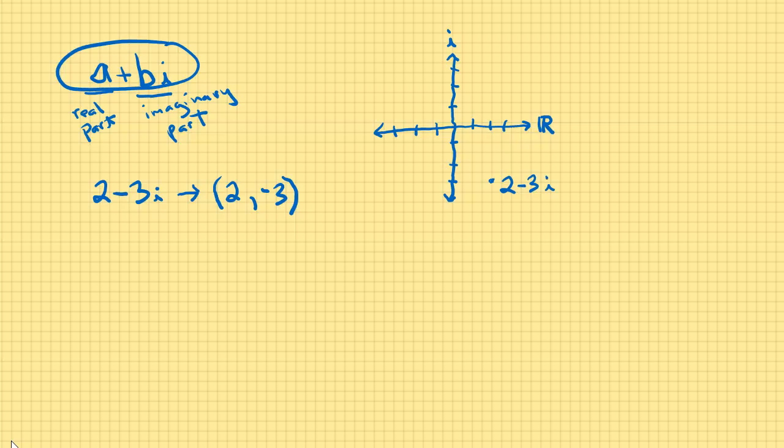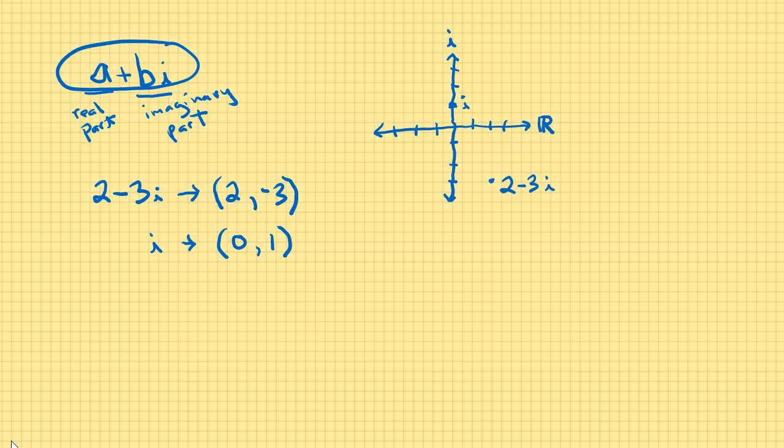Here's another example. Let's say we just have an imaginary number, i. Where is i? Well, since there's no real part, you should put 0, because it's 0 plus i, and then you have 1 because the coefficient of i is 1. So we put a dot right here, and that's where the point for i is.